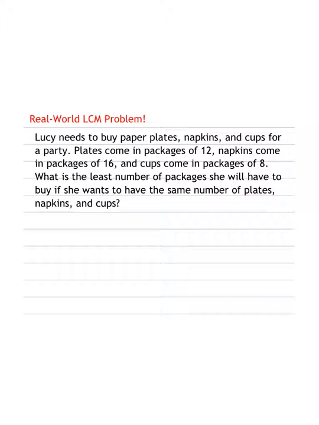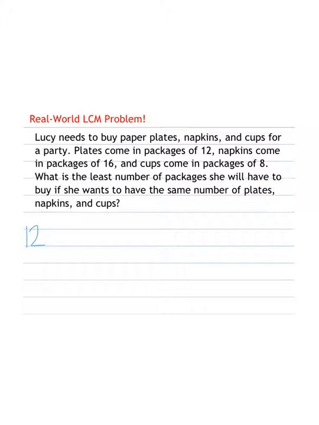All right. Lucy needs to buy paper plates, napkins, and cups for a party. Plates come in packages of 12. Napkins come in packages of 16, and cups come in packages of 8. What is the least number of packages she will have to buy if she wants to have the same number of plates, napkins, and cups? So that's basically saying, what is the least common multiple of 12, 16, and 8?